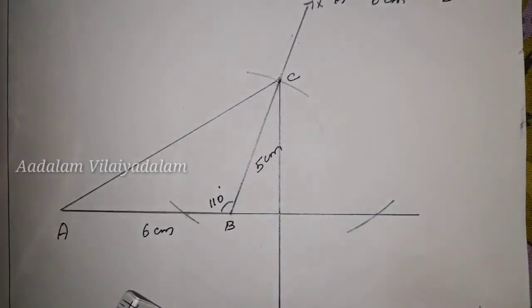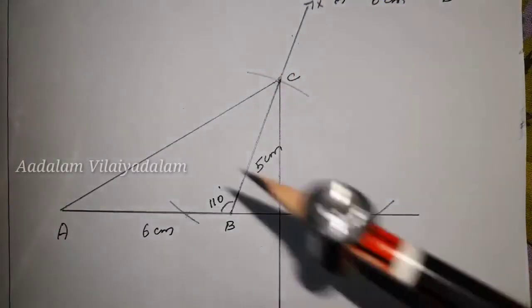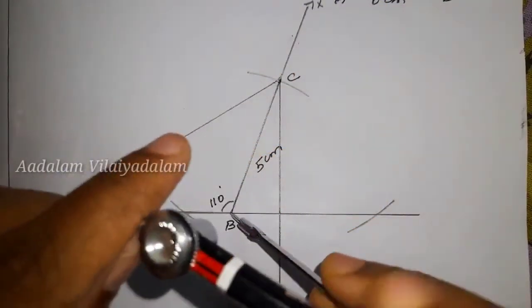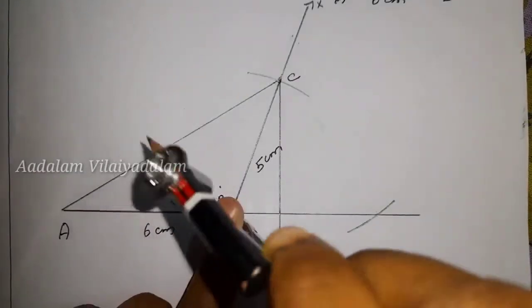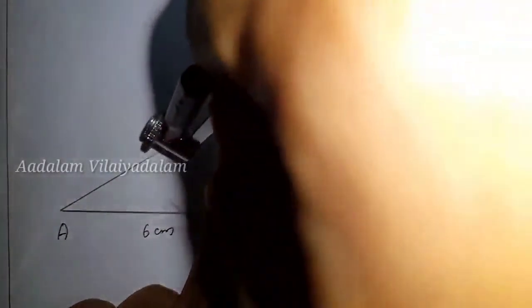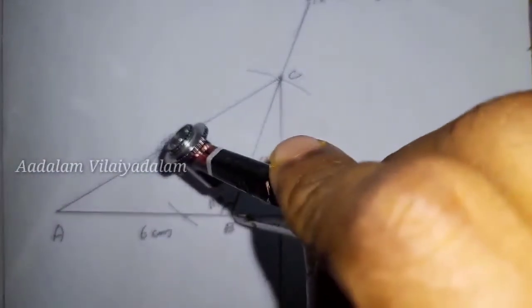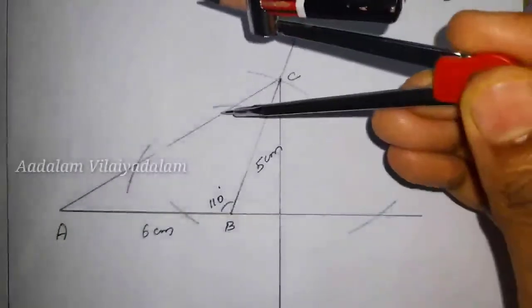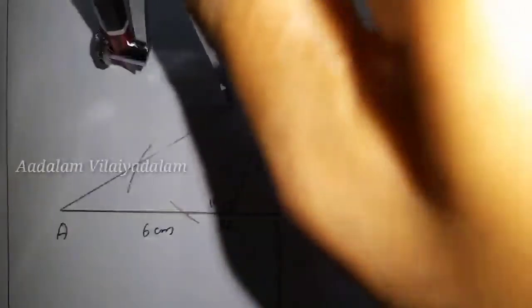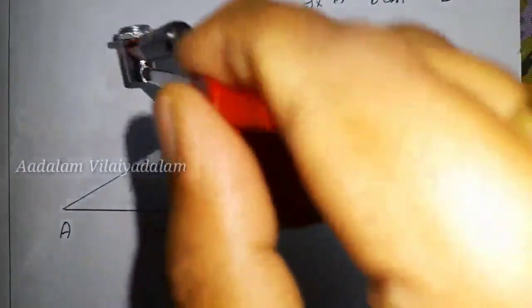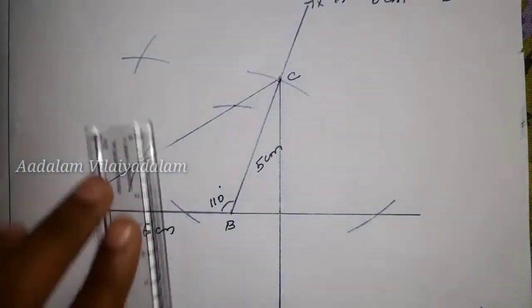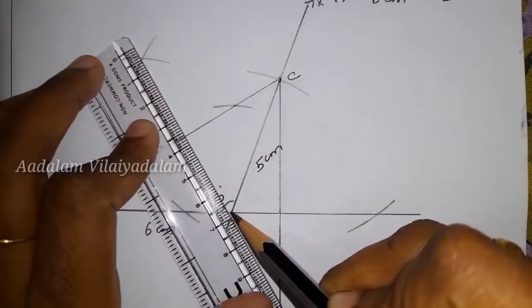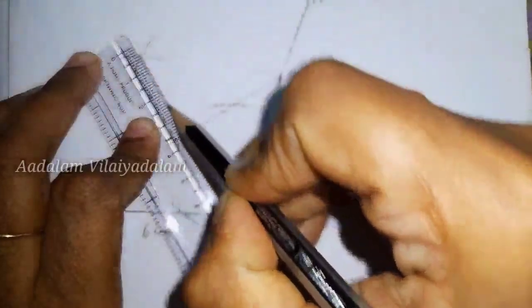With the same method, now draw the altitude of the vertex B. Just keep the compass here only. Take an approximate distance and make two arcs. The same measurement, make the arc here and here also. Now join the vertex B and A. So this is the altitude of the vertex B.